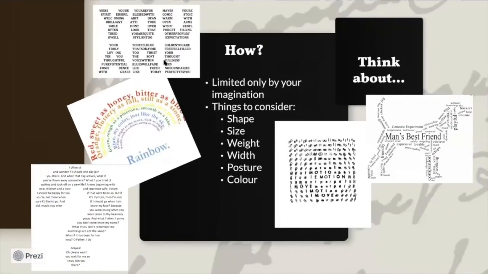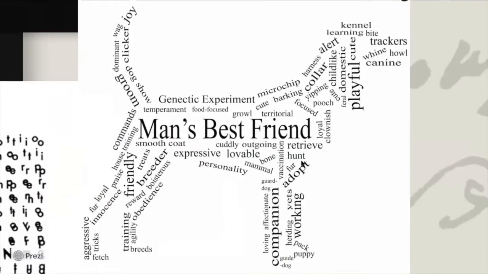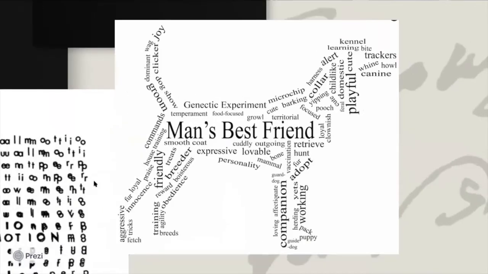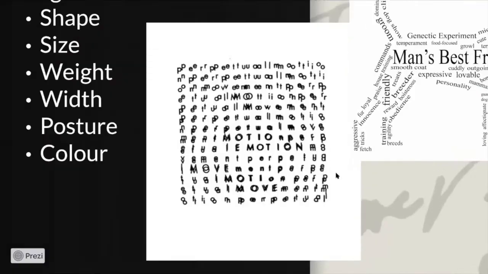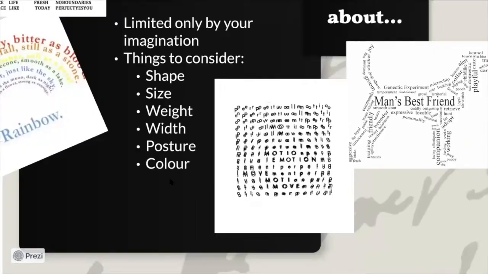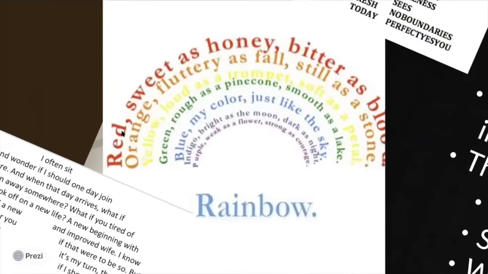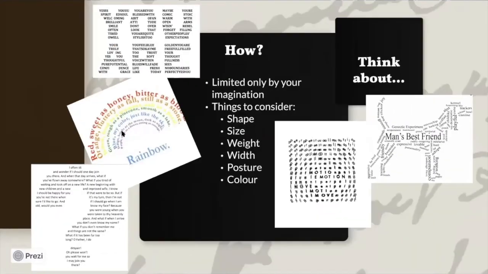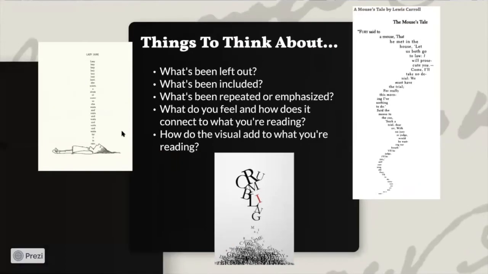It also has to do with posture, so whether your letters are upright, like man's best friend, or diagonal, like the word adopt here, or perhaps blurry and swirling, like this one, or even arched, like this rainbow poem. Visual poetry can also play with color and lots of different things. And there's many different things to think about when we're taking a look and when we're writing visual poetry.